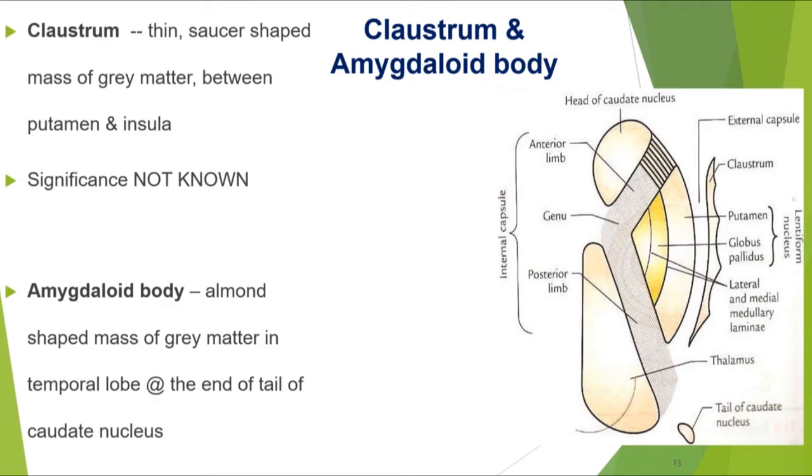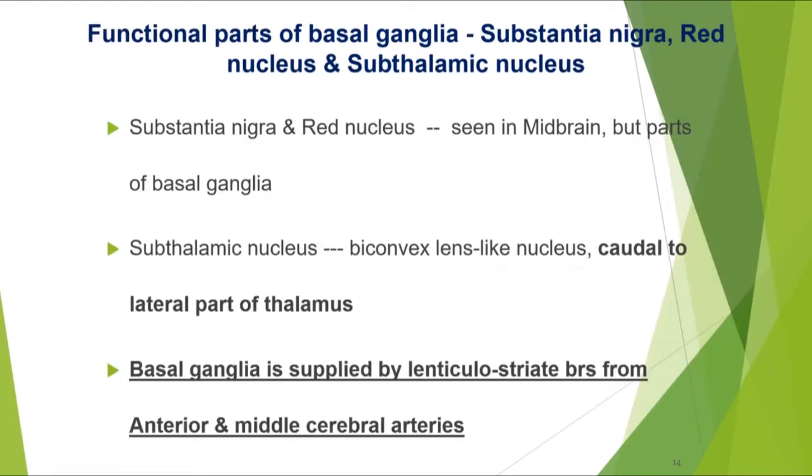Amygdaloid body is an almond-shaped mass of grey matter in the temporal lobe at the end of the tail of the caudate nucleus. The functional parts of basal ganglia are substantia nigra, red nucleus, and subthalamic nucleus. Substantia nigra and red nucleus are seen in the midbrain, but they are parts of basal ganglia as their functions are related to the functions of basal ganglia. Subthalamic nucleus is a biconvex lens-like nucleus caudal to the lateral part of the thalamus.